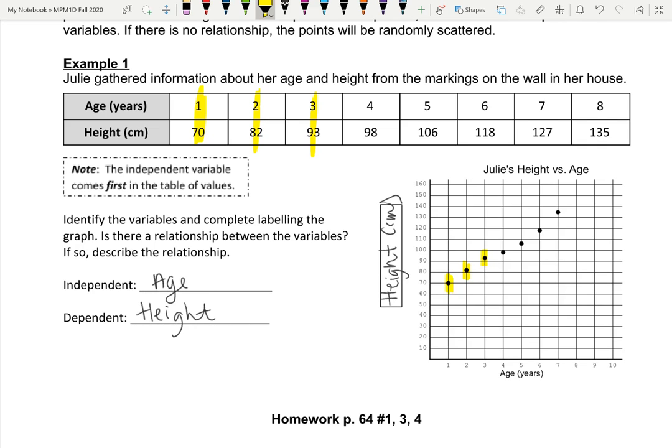And it's asking if there's a relationship between the variables. Well, yes. So as Julie's age increases, her height is also increasing. So that's the relationship. As the x values increase, her y values increase. As her independent variable increases, her dependent variable increases.